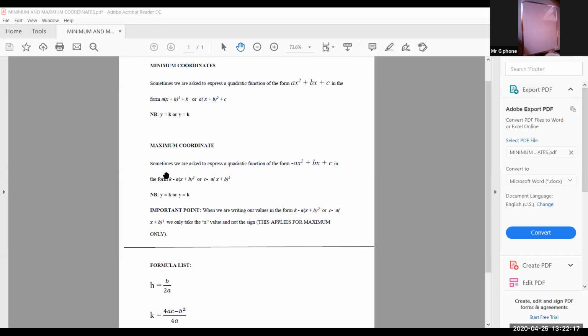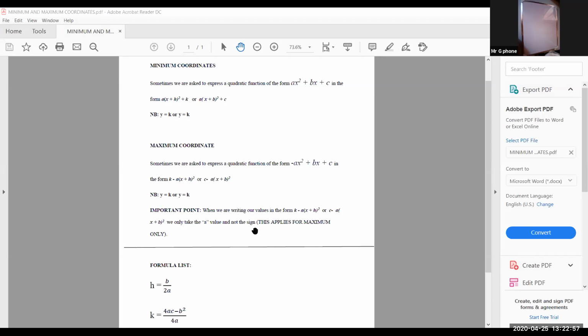So with maximum coordinates now, sometimes we are asked to express a quadratic function of the form negative ax squared plus bx plus c in the form k minus a into x plus h all squared, or sometimes in the form c minus a into x plus b all squared. And it's supposed to be y is equal to k or y is equal to c, right? Now it is important that when writing our values in the form that we are asked to write it for maximum coordinates, we only take the a value and we're not taking the sign. This applies only for maximum coordinates.